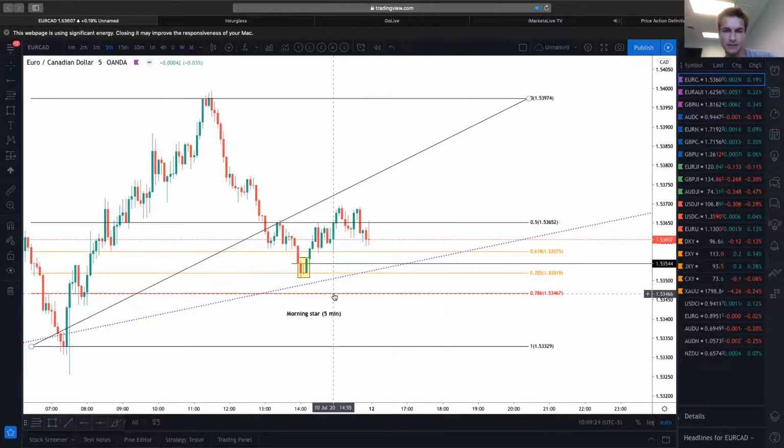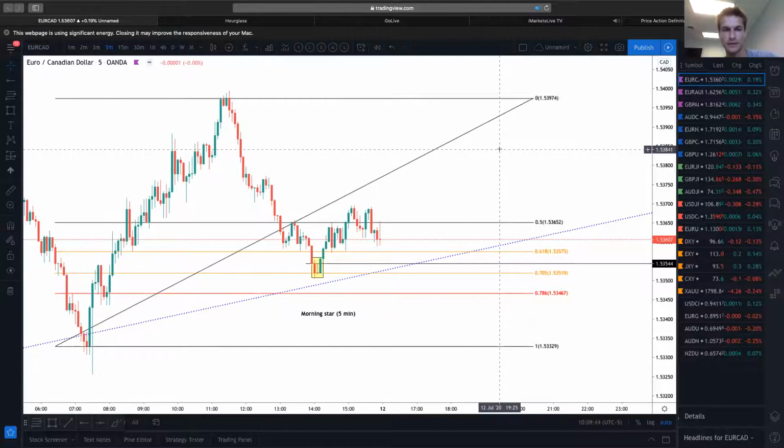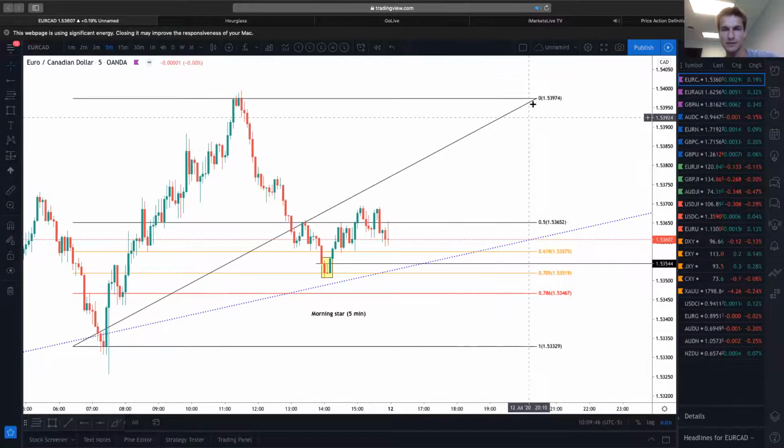It never got down to that 0.786, but a lot of people draw in the 38%, I think it's 38%, as well, for shallower retracements. But when I look for entries, I like to play off of the deeper retracements. But that's basically what Fibonacci is. It's a tool to predict support and resistance areas in the market.